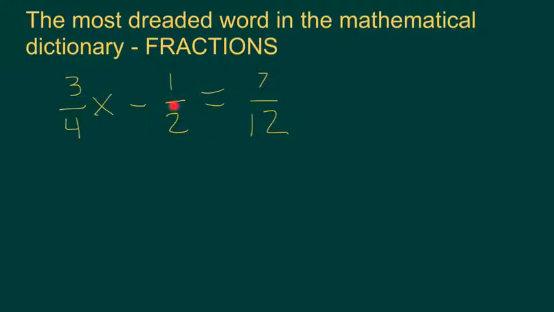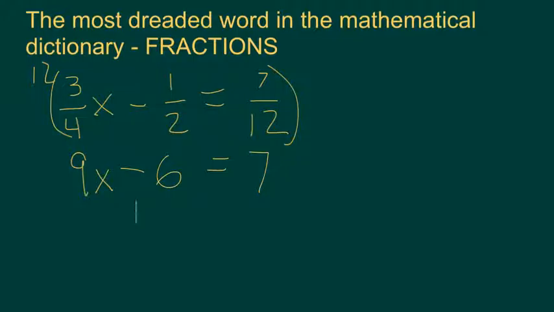In this case, we have a 4, a 2, and a 12. The least common multiple would be a 12. So I'm going to multiply everything by 12. When I do that, 12 times 3/4, I can do some cross simplifying here. 4 goes into 12 3 times. 3 times 3 would give me 9, so I have 9x. 12 times 1/2 is going to give me a 6. And 12 times 7/12 will result in 7.